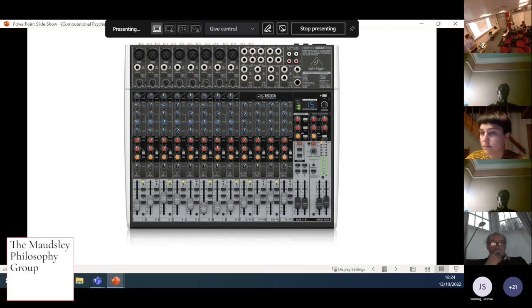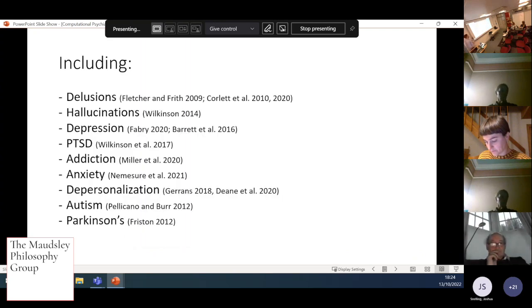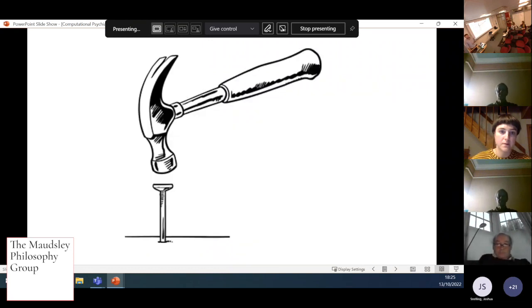So the idea is that once you've got predictive processing, you've got all of these different knobs that you can twiddle and see, hypothesize about what happens when you make alterations to the overall picture. So it's being used to make sense of delusions, hallucinations, depression, PTSD, addiction, anxiety, depersonalization, autism, Parkinson's, probably more things by now. I'm a bit out of the loop, and it's such a fast-moving thing. But there seems to be a small industry of people going, well, predictive processing hasn't yet been applied to this, and then they apply it to that.